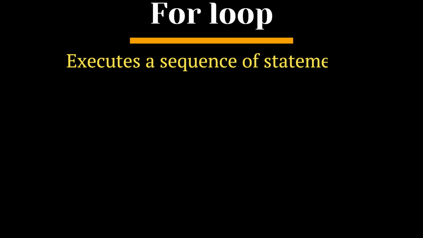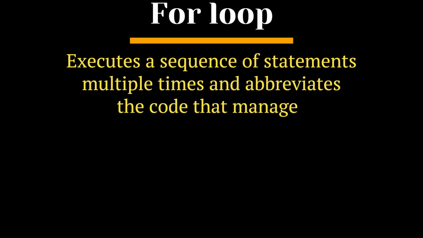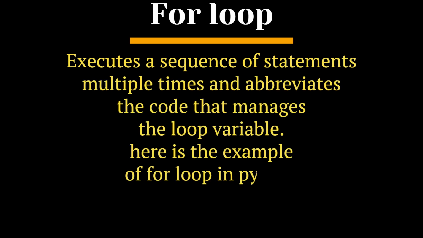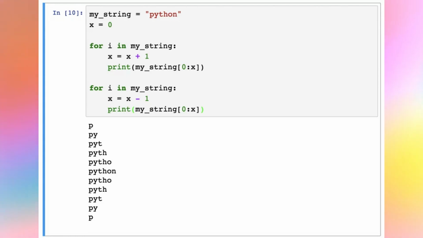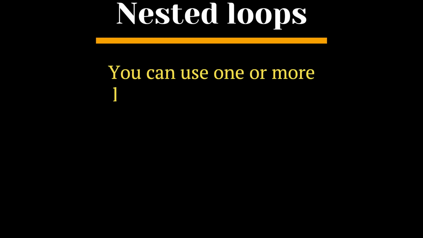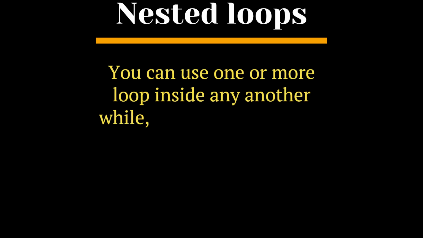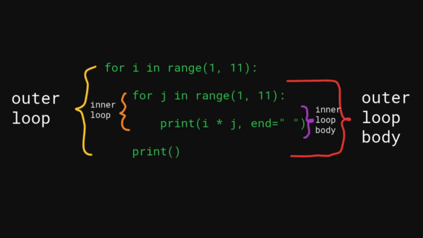For loop. Executes a sequence of statements multiple times and abbreviates the code that manages the loop variable. Here is the example of for loop in Python. Nested loops. You can use one or more loops inside any other while, for or do while loop. Here is the example of nested loop in Python.